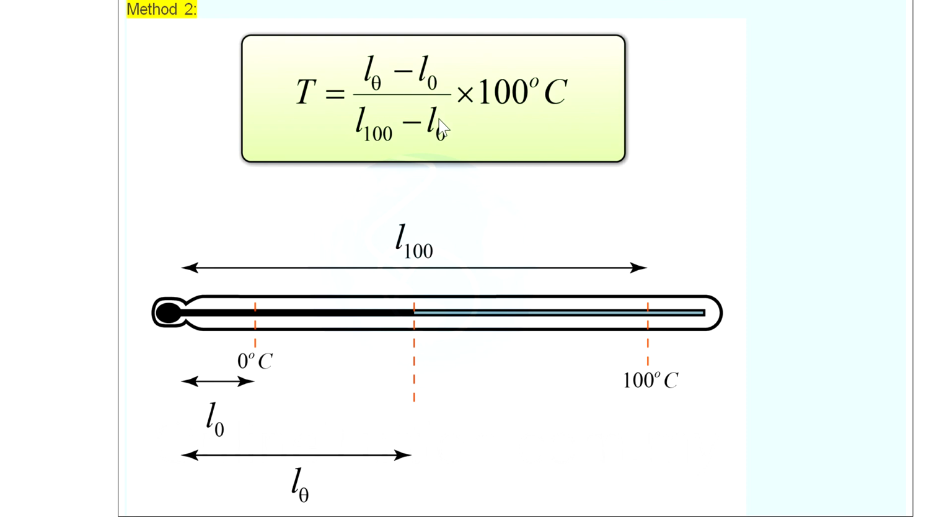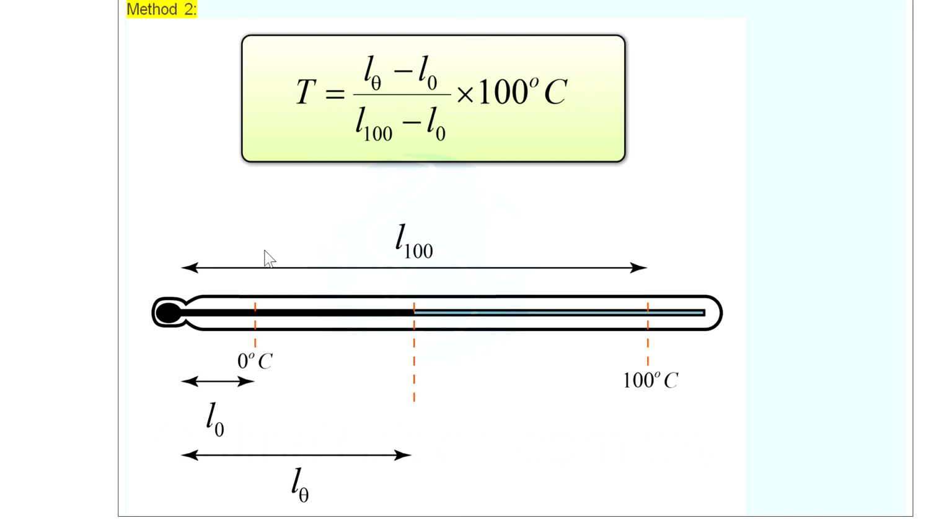So the length of the ice point will be written in centimeters, because it's a length. Now what is L100? L100 is the distance from the bulb to the steam point. So this is representing L100. L100 is also a length, we will write in centimeters. It can be 5 centimeters, 7 centimeters. So L100 is fixed for one thermometer, and L0 is also fixed for that thermometer. We will substitute the values in centimeters.